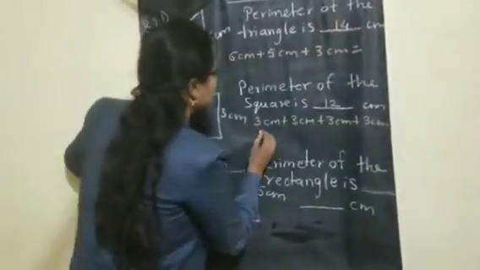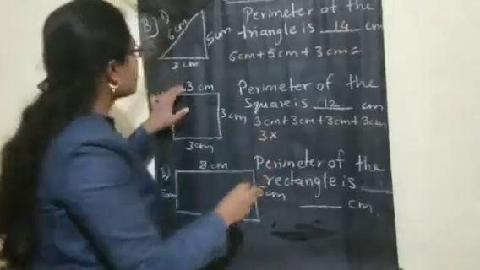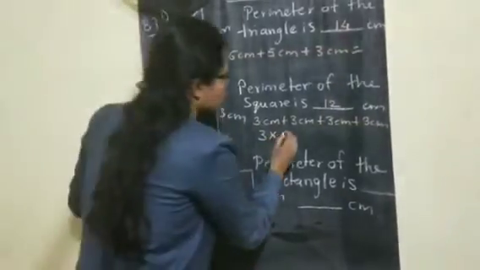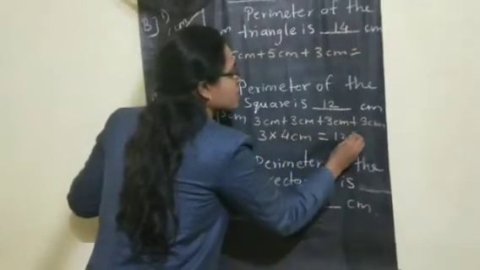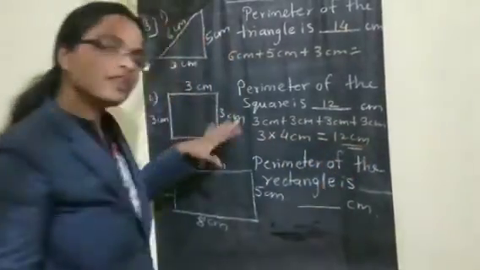Or directly also you can take, because a square has all sides equal, you can take only one time, that is 3 multiplied by how many sides are there? 4 sides. So directly you can write here 4. This also you will get the same answer. 3 4s are 12 centimeter. So both ways are correct.